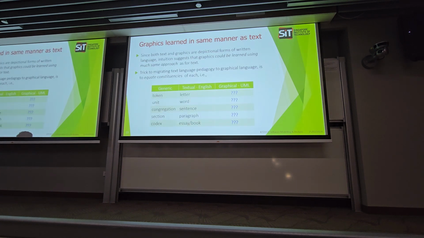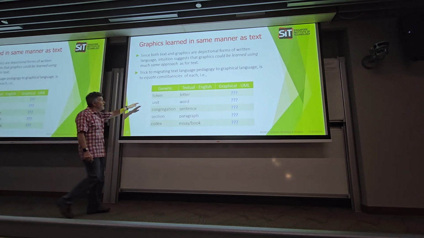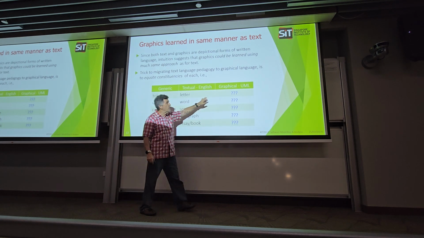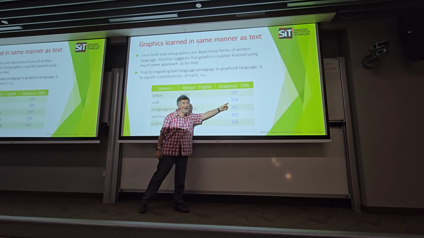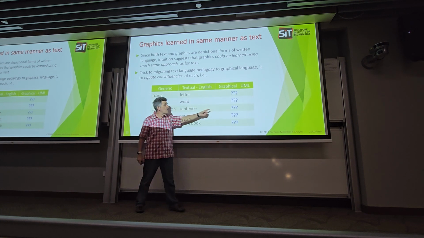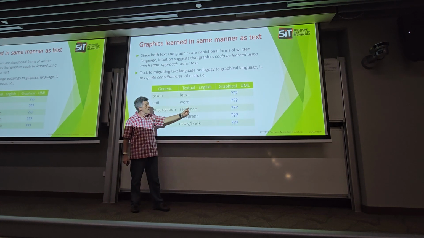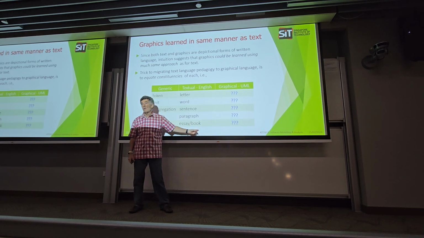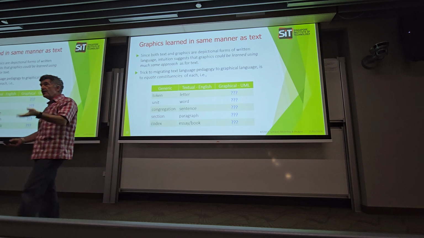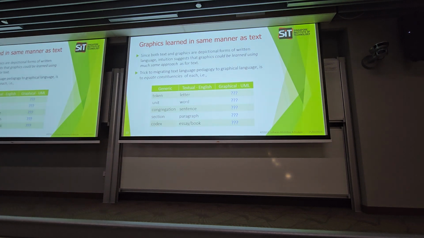Okay, so here we are. What we have to do now is understand, in terms of UML, what is a letter? In terms of UML, what is a word? In terms of UML, what is a sentence, paragraph, and an essay or a book? Once you learn that, then you can put all of your 13 diagrams together yourselves. You really don't need me.